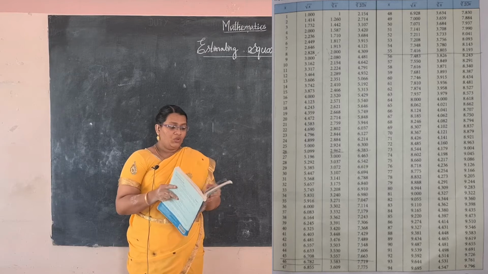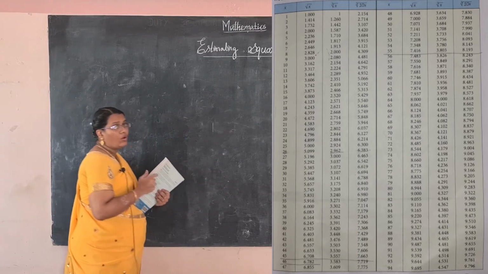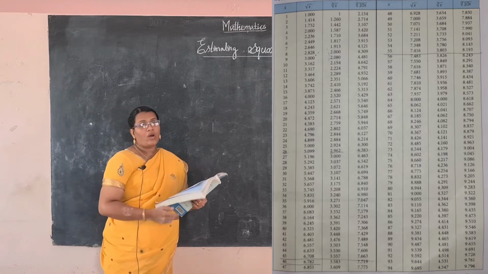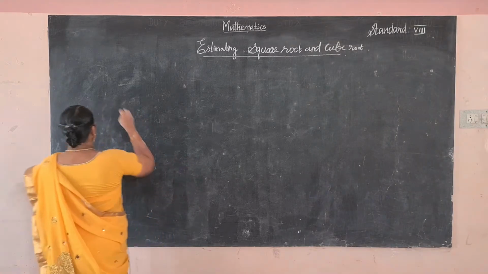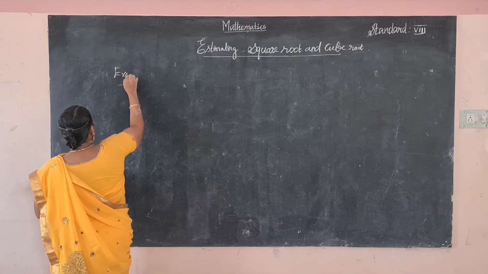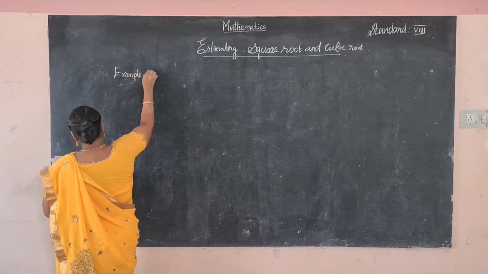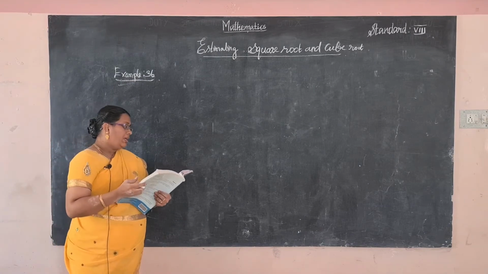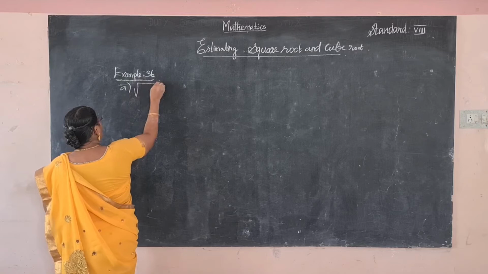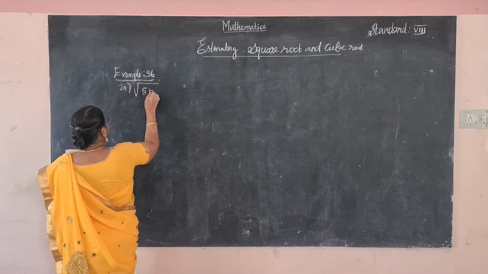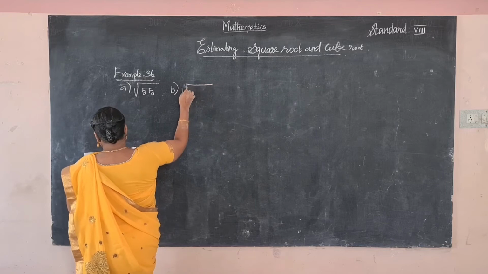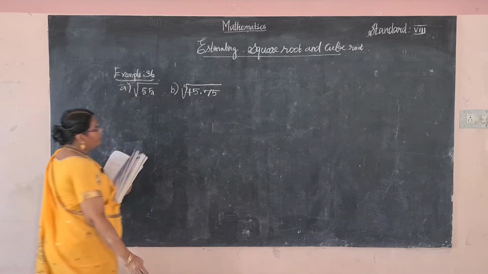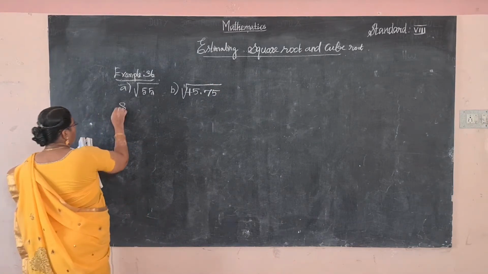Now let us move to the example problems: how to solve using this table, how to find the square root and cube root values using this table. Example 36. Using the table, estimate the value of: first problem, the square root of 55, and second one, the square root of 45.75. Okay, so see the solution.